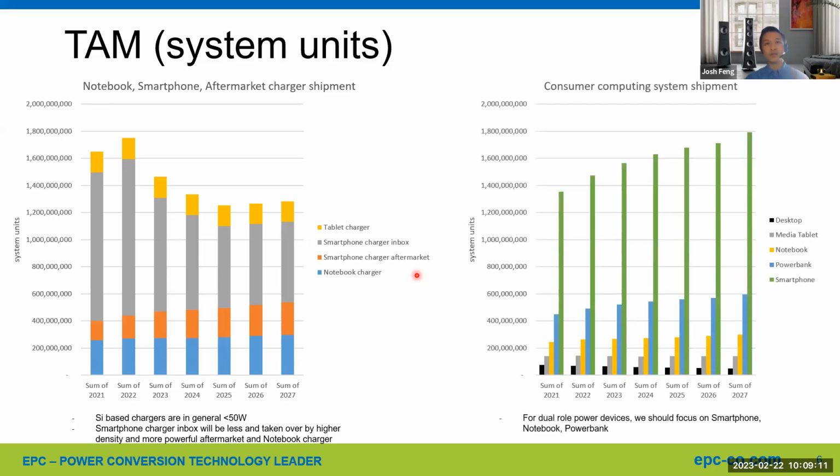And from the dual DRP products perspective, for example, desktops, tablets, notebooks, power banks, and smartphones continue to grow, especially after the pandemic. This is also a good moving trend for the entire market of, for example, buck converters or buck-boost converters.